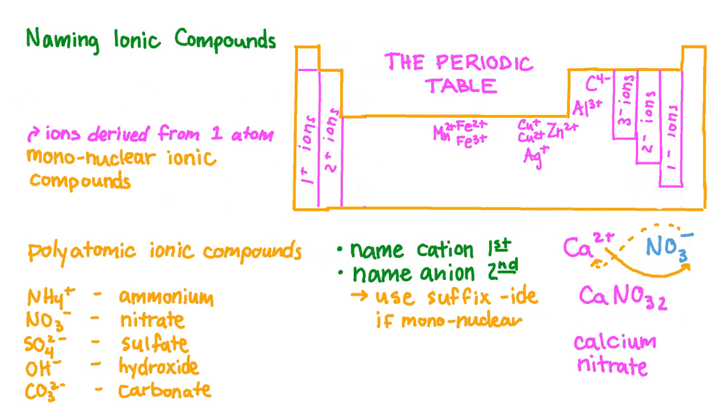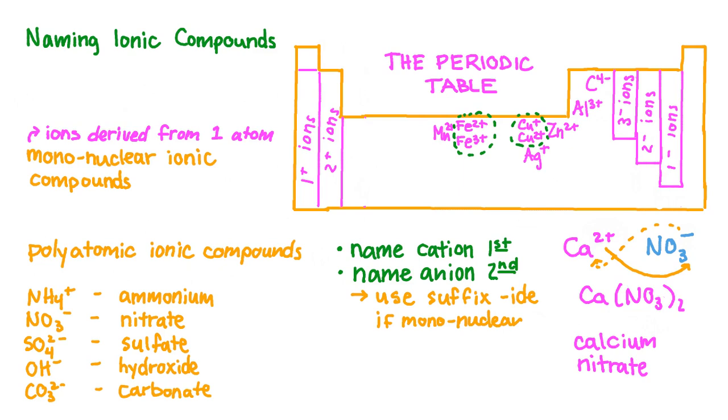Either way, we'll need 1 calcium ion for every 2 nitrate ions, giving us the chemical formula CaNO3. But we don't want this to look like we have 1 calcium atom, 1 nitrogen atom, and 32 oxygen atoms in our compound. So we'll put parentheses around the polyatomic anion to make it clear that we're talking about 2 nitrate groups in our compound.